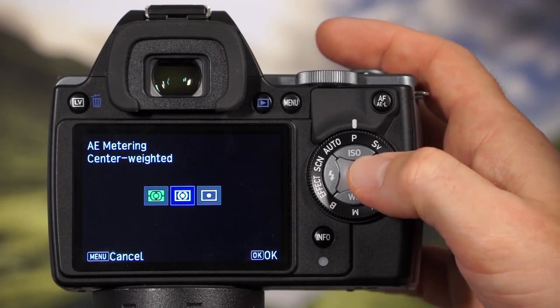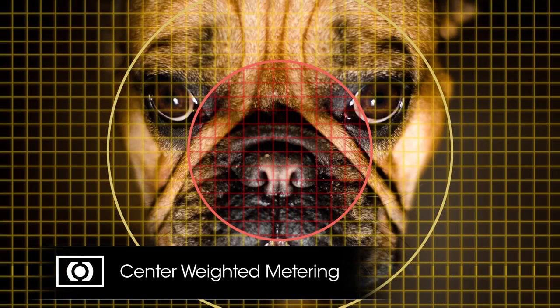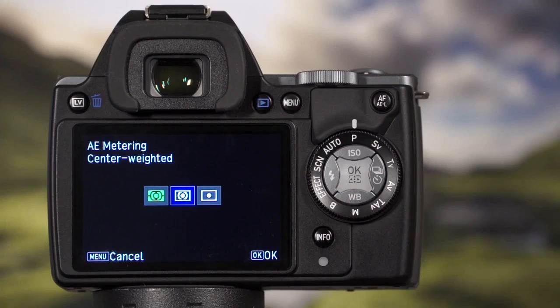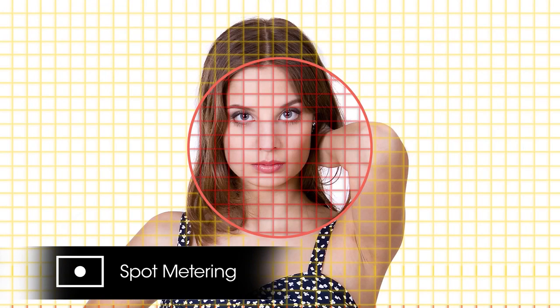The next mode is center-weighted metering. This is a classic metering mode used for portraits. Center-weighted metering will evaluate the entire frame and assign the greatest weight to the center area. The last metering mode is spot metering. This is a great mode to use when there's a lot of contrast between the background and the subject, when the background is either very bright or very dark, or when the subject is very small in the frame. This metering mode will meter off the spot metering frame at the center of the viewfinder.